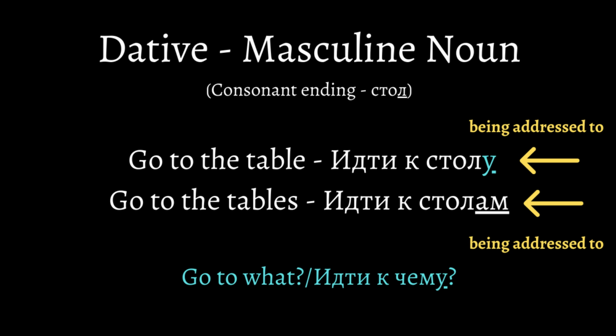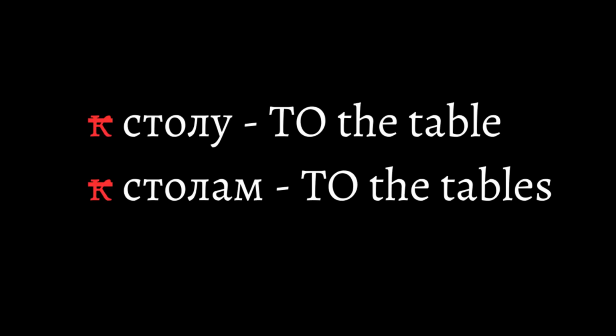Therefore, we add u when it's singular and am when it's plural. Considering that k stolu and k stolam are the recipients being addressed to, that's how we know it's dative. Plus, because Russian is expressive, we don't even need the k part because we grammatically know that stolu means to the table and stolam means to the tables. Still, the preposition k must be included within the context.